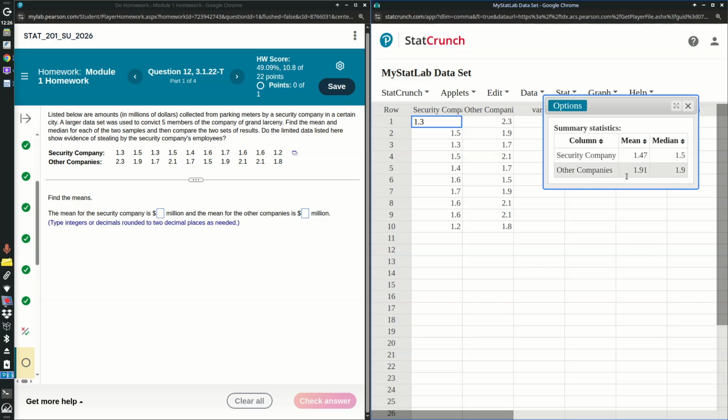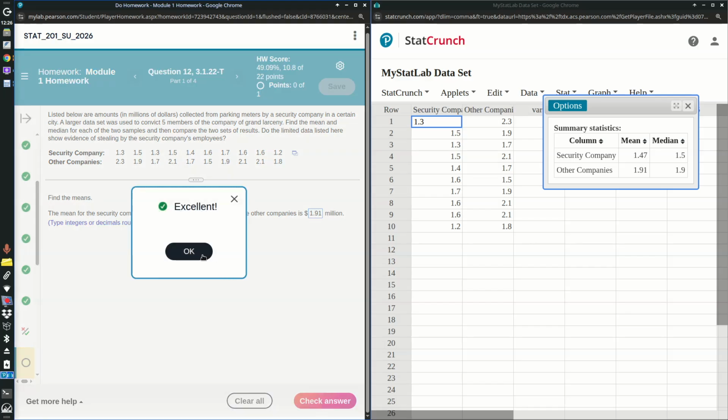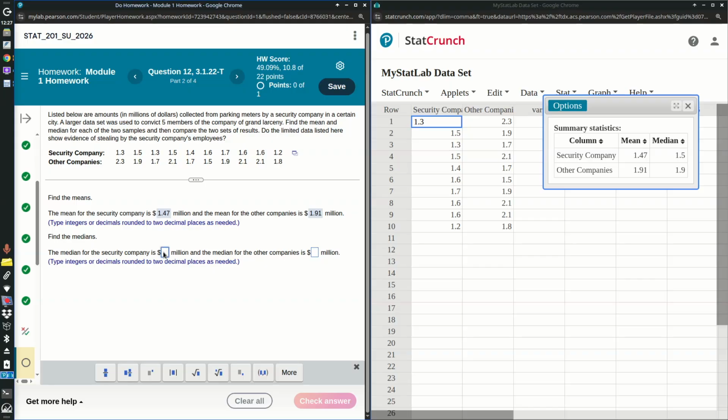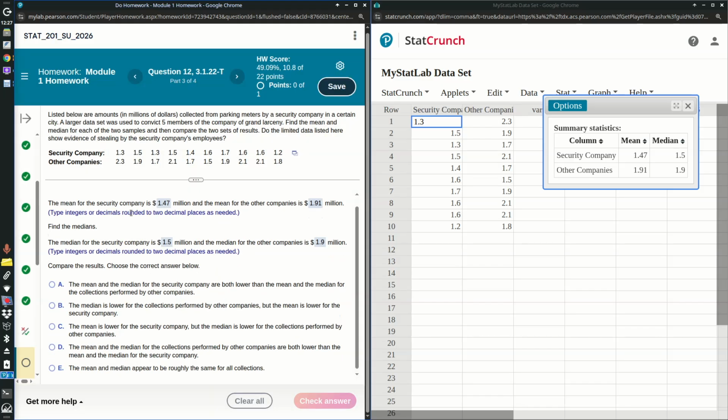This one's actually kind of funny, because I think the conclusion is that the security company has somebody embezzling money, because it's doing so much worse than the other companies. The mean for the security company is 1.47 million, and for the other companies it's 1.91. And the medians are 1.5 and 1.9. So the medians and the means are very close, but the security company, the one that we're investigating, is doing much worse than the other ones.